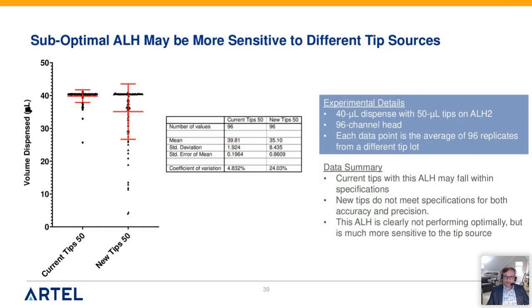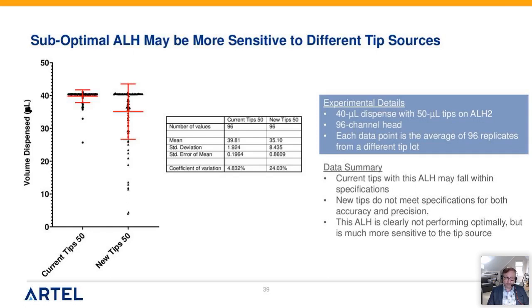The other interesting thing here, and this is real data, by the way. So we have an automated liquid handler that's not behaving properly. As you can see in the current tips, there are some outliers, but with the new tips, we see much higher variability. So this actually happens to be more sensitive to the variability in the liquid handler.